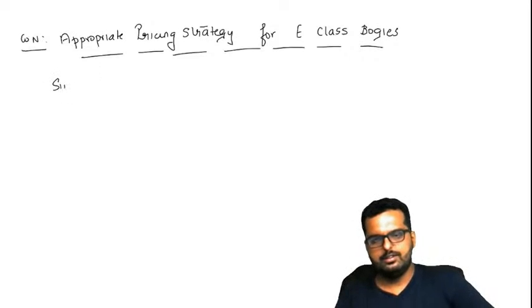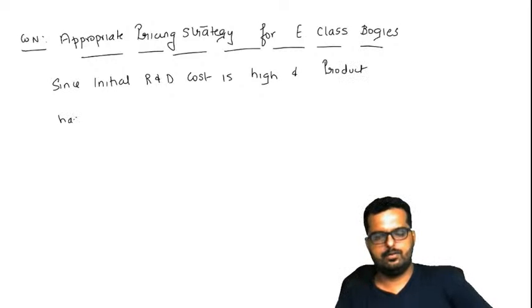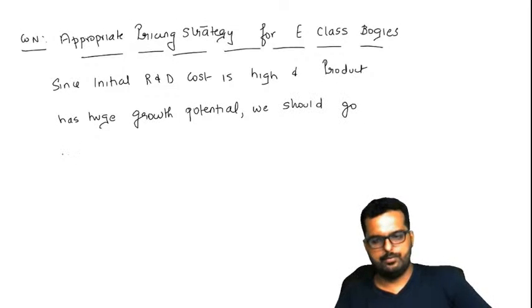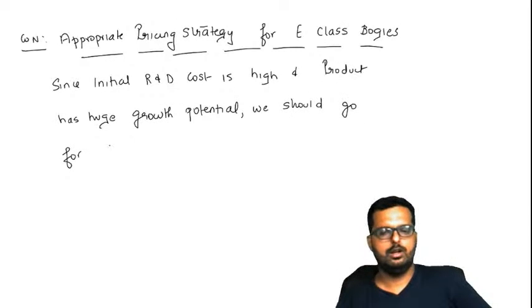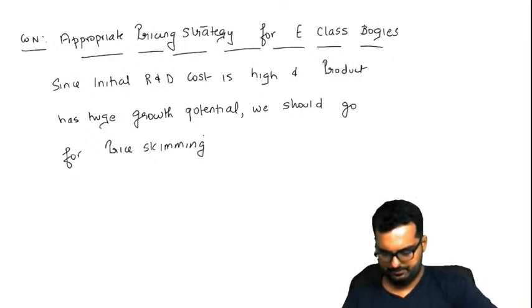So we'll write down, since initial R&D cost is high and product has huge growth potential, okay, we should go for what? Price skimming. Can you write down this in your books now, friends?